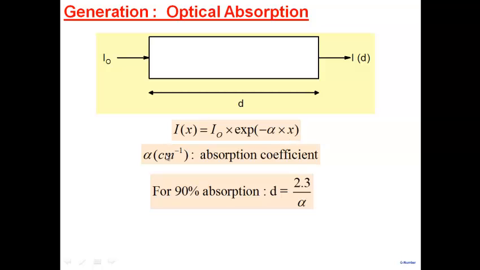So alpha, with units of 1 per centimeter, is what we call the absorption coefficient. For a semiconductor, the absorption coefficient describes how photons are absorbed in that particular semiconductor and give rise to electron-hole pairs. So the key parameter here is the absorption coefficient.